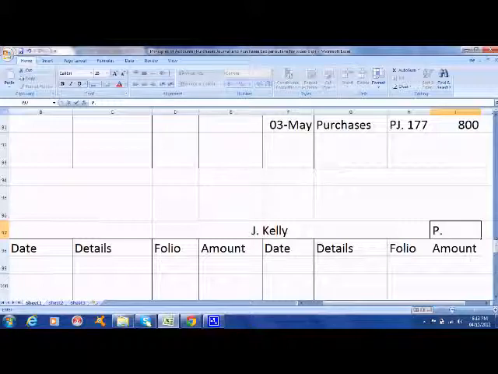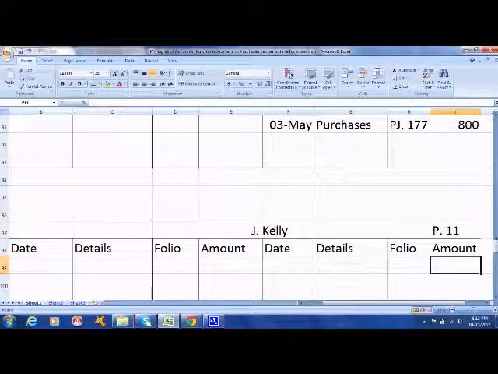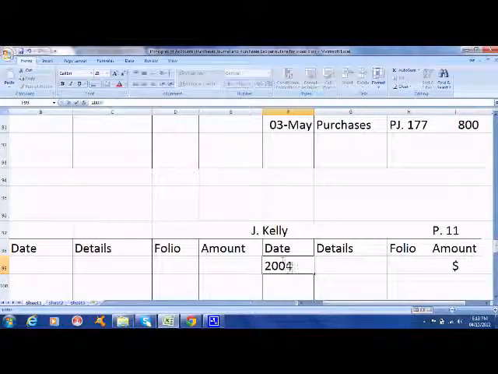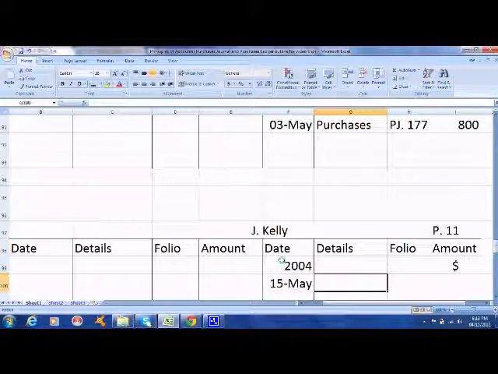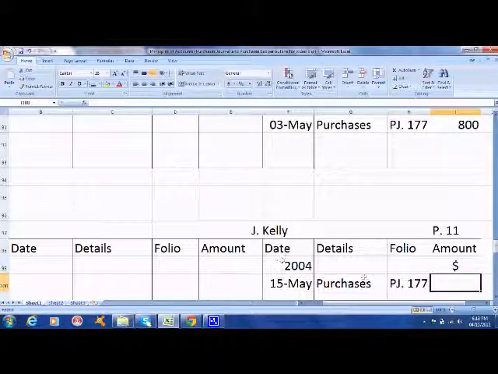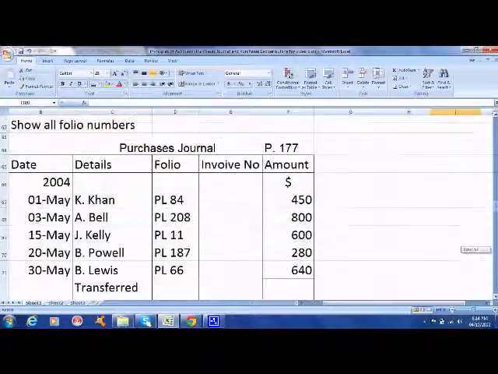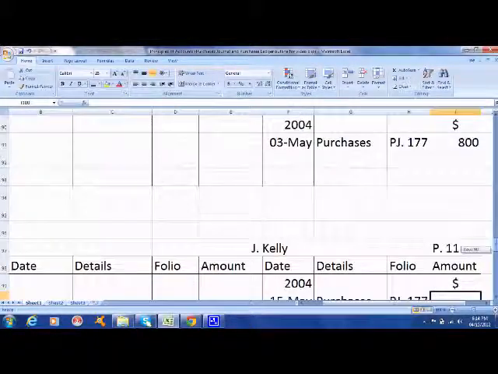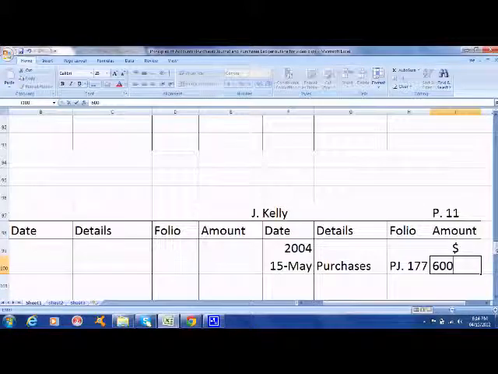You're going to have page 11. Then you put in the numbers at this time for moving further. The date is 2004, May 15. Then you write purchases, friends, PJ 177 again, and the amount here is 600. So you're going to have $600 right there.